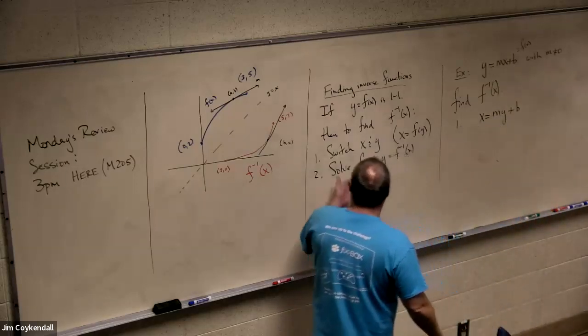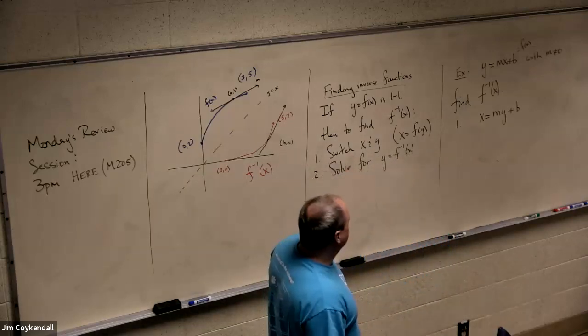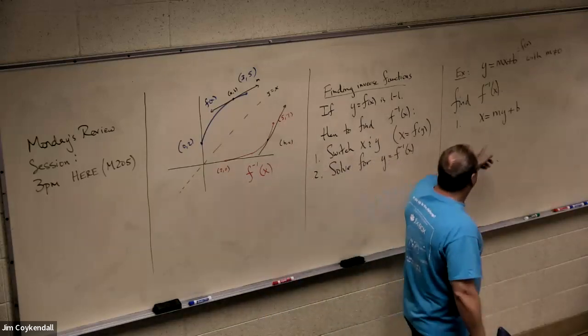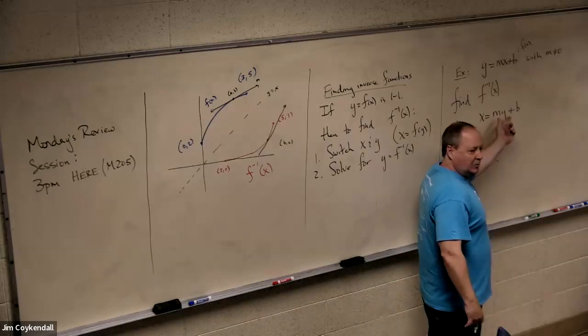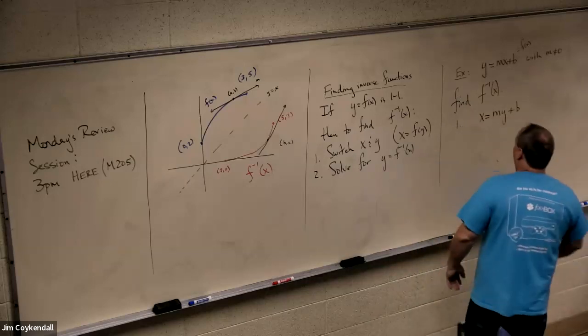There's my step one, where I switch the roles of x and y. And now notice I can solve for y. Notice it's important that m is not zero. If m is zero, I'll just get x equals b and can't solve for y.